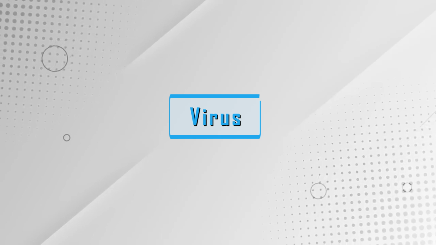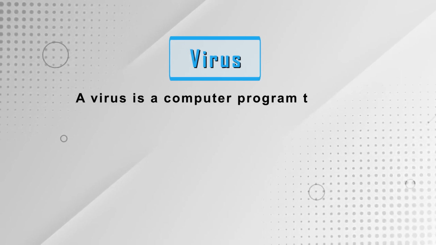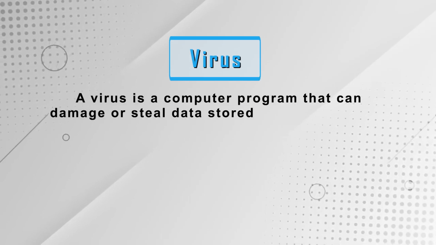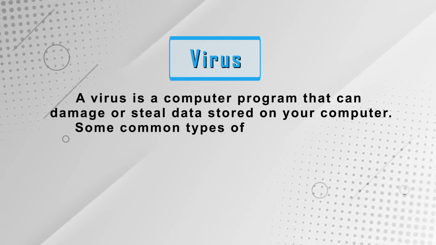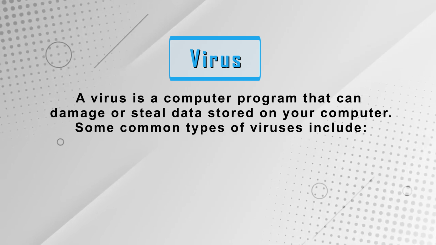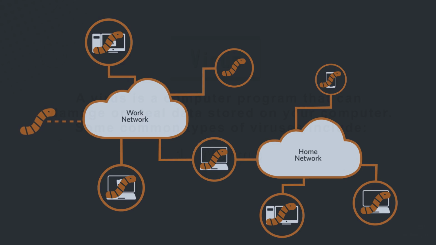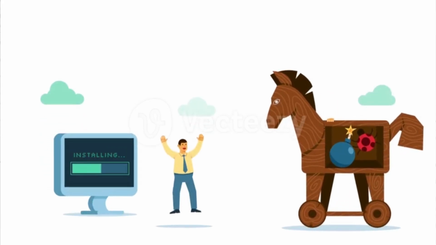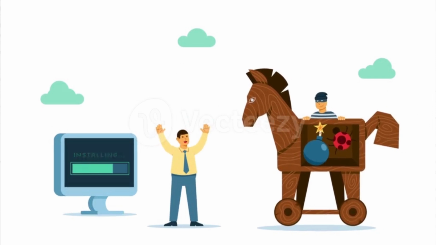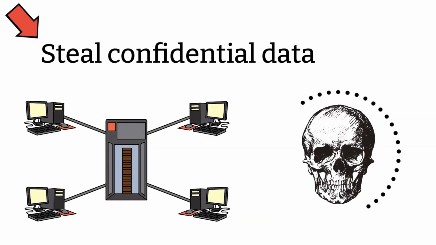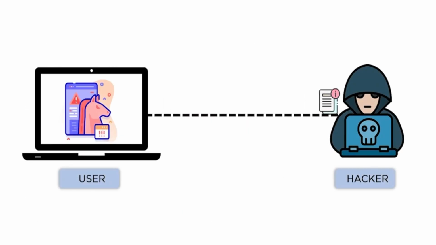Another kind of threat is virus. A virus is a computer program that can damage or steal data stored on your computer. Some common types of virus include worms. These viruses replicate themselves and spread to every file on your computer, making them hard to remove. Trojan horse. A Trojan horse looks like a useful program, but once installed, it behaves like a virus, causing damage to your computer and data.